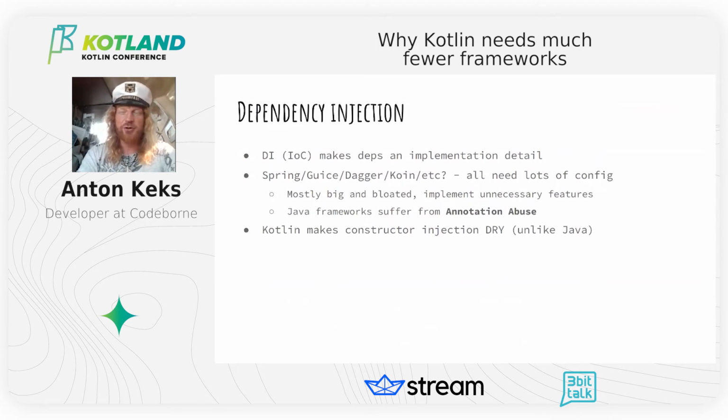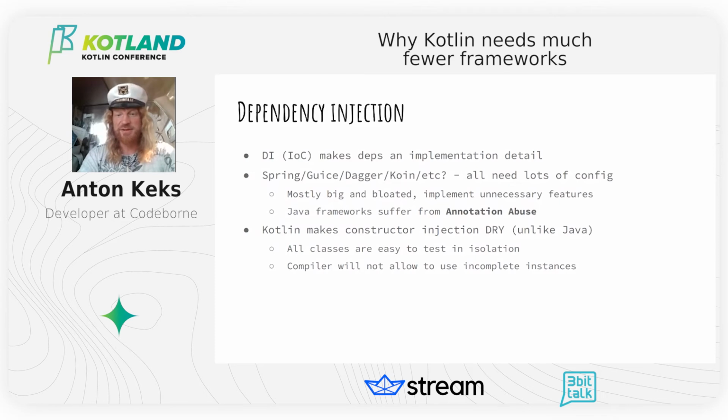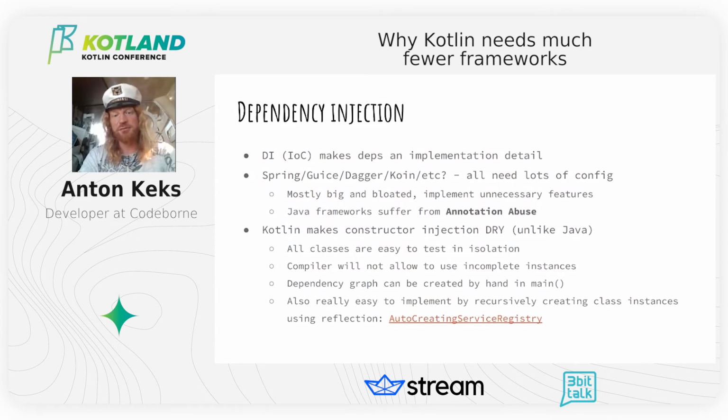In Java, I don't tend to use constructor injection, because you need to declare a field, you need to declare a constructor, then a constructor parameter, and then you need to assign it as well. So you need to declare your dependencies 3 times to make them work with constructor injection. But with Kotlin, it's dry. You declare it only once, and it just works. So it's a really nice candidate to do it right. The classes are easy to test in isolation, as I've shown, and the compiler will not allow you to use incomplete instances. When you have an instance of your class, you are sure that it's completely ready to be used.